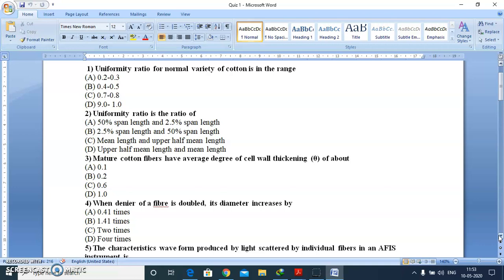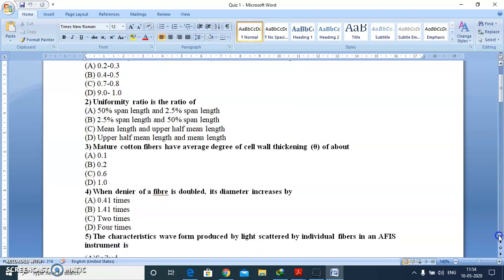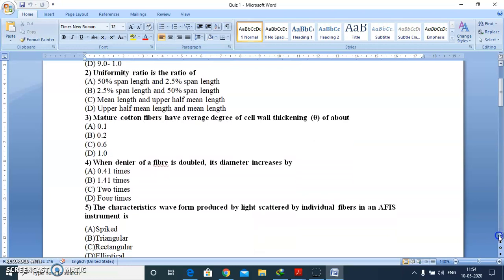Now the next question is: when denier of fiber is doubled, its diameter increases by. As we all know, diameter is directly proportional to square root of denier. Now when denier is doubled, then diameter becomes 1.414 times, but here they are asking the increase in diameter, so we'll go for option A here, that is 0.41 times.